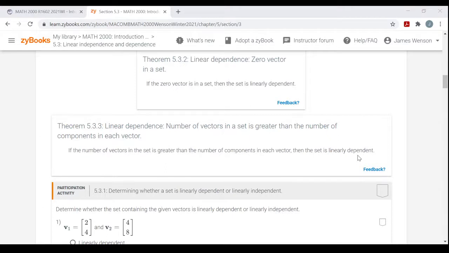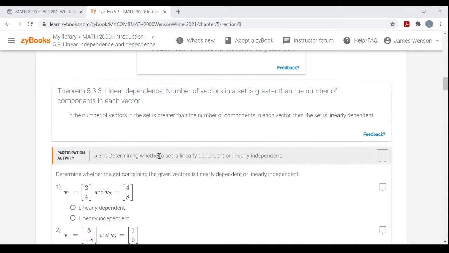And that's because you set up that matrix. Say you have 4 vectors with 3 components. Then you'll have a 3 by 4 coefficient matrix. Put that in echelon form or reduced echelon form. You can only have at most 3 pivot columns. So at least one of those columns has to be a non-pivot column. So they're going to be dependent. Right, we'll see examples of that here.